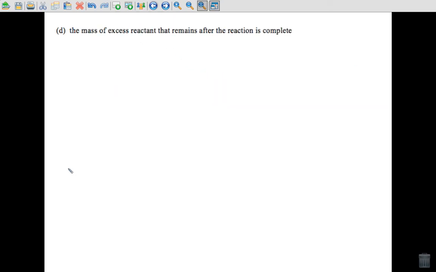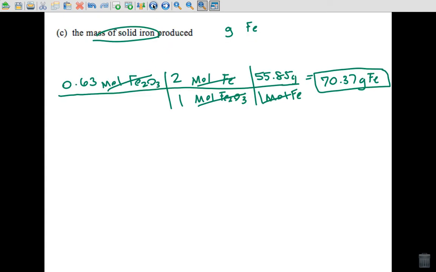Now the last part of this problem is something you may be asked sometimes, sometimes you may not. It's asking how much excess remains after the reaction. So after everything goes to completion, after everything's used up, after the product is made, how much Na is left over. Now there are two ways you can do this, and it depends on what you started with.